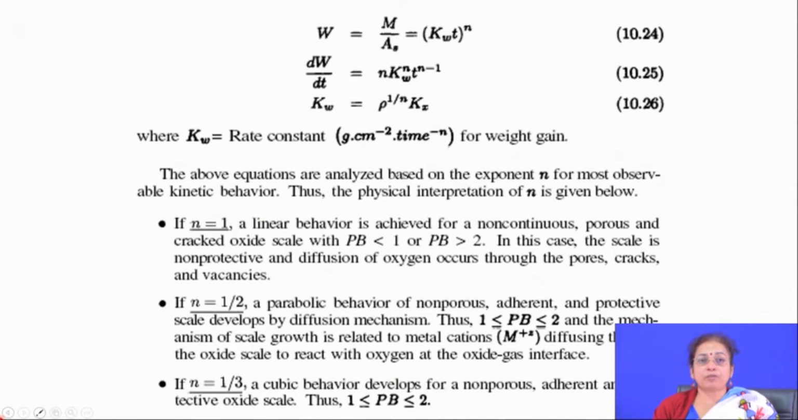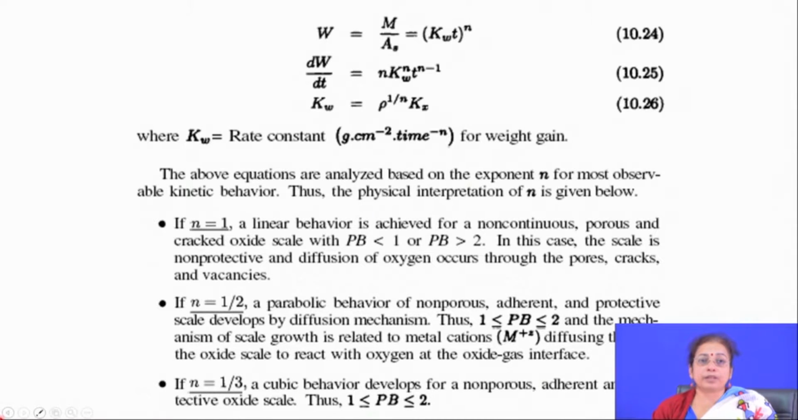So, the way the film will form in case of oxidation which shows parabolic behavior depends on the counter ionic diffusivity of the element, the relative diffusivities of the elements which are participating in the reaction.